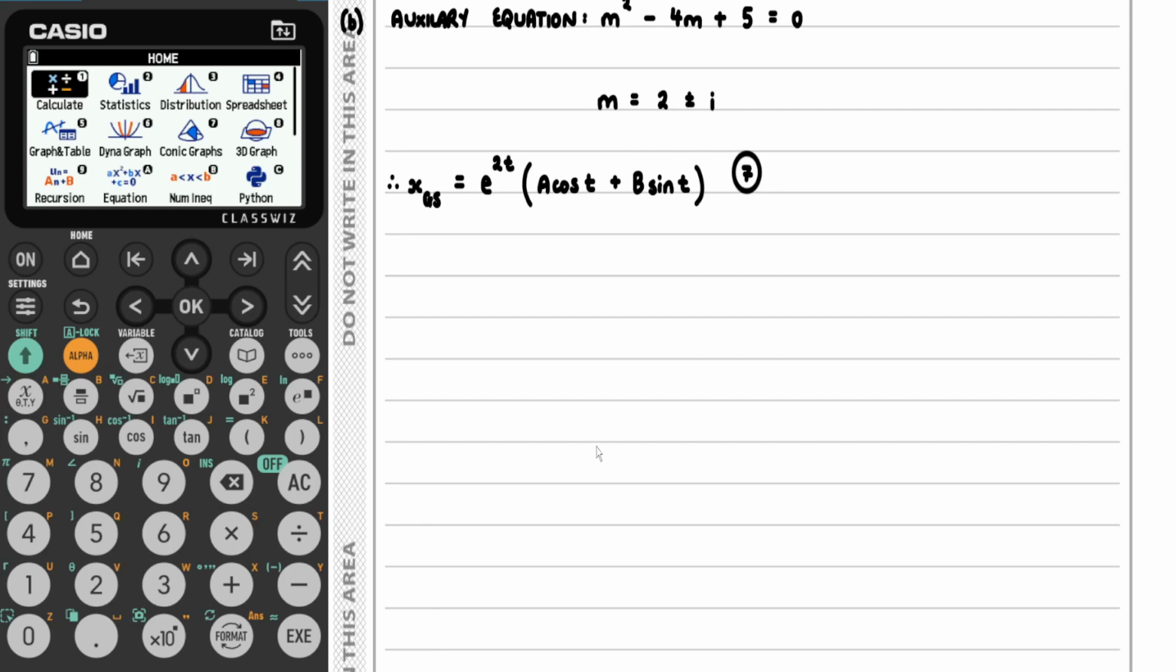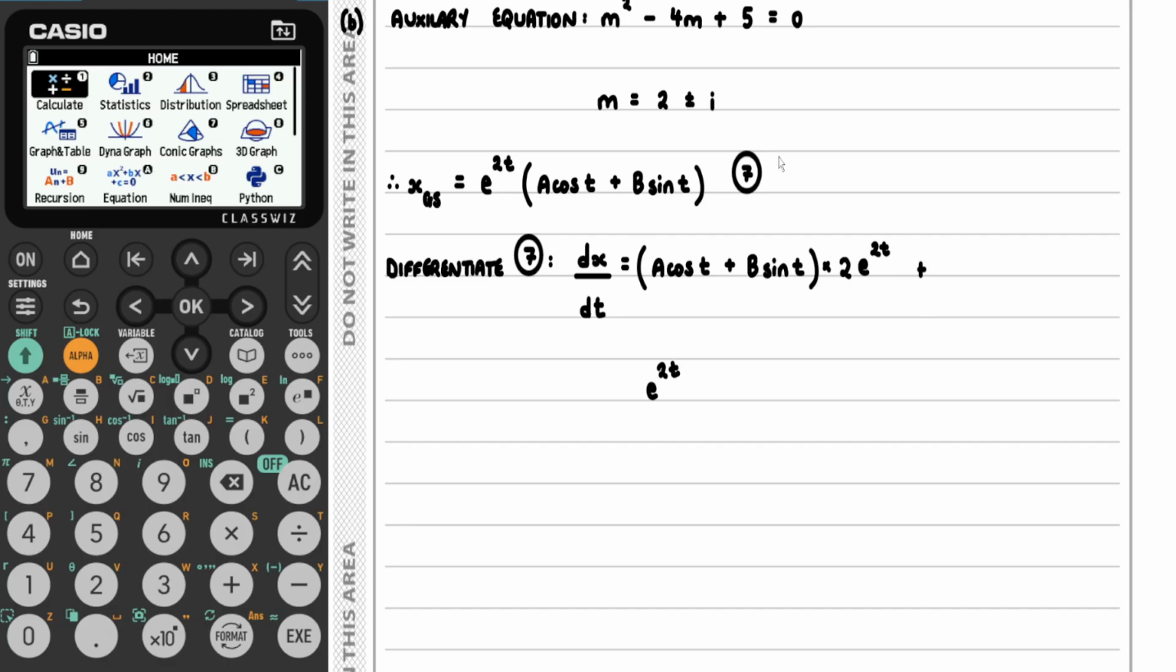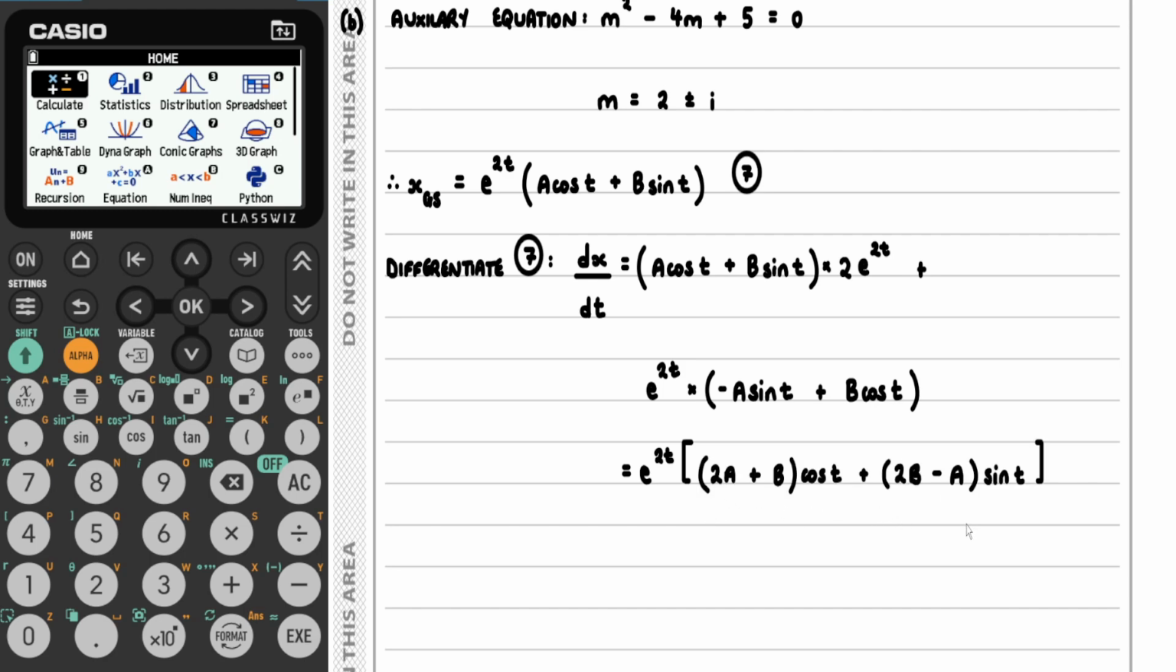So, if I differentiate equation 7 to find dx over dt, we can use the product rule. So, we've got u and v, so I've got v times u dash plus u multiplied by v dash. So I've got e to the 2t multiplied by ((2a plus b) cos t plus (2b subtract a) sin t), which I will call equation 8.